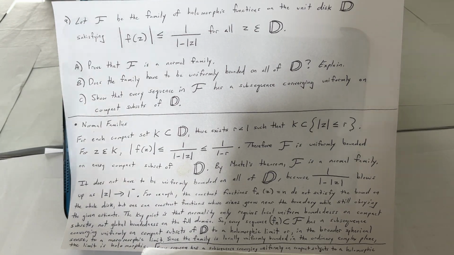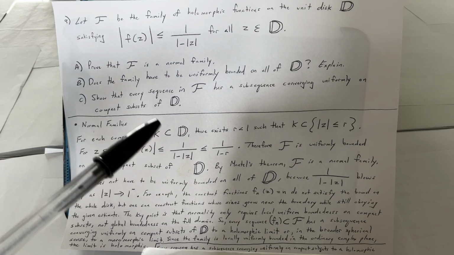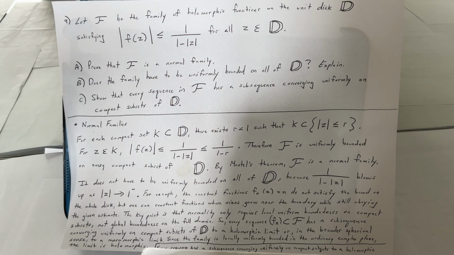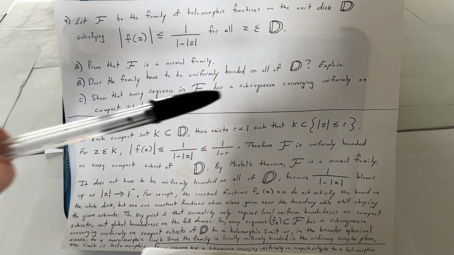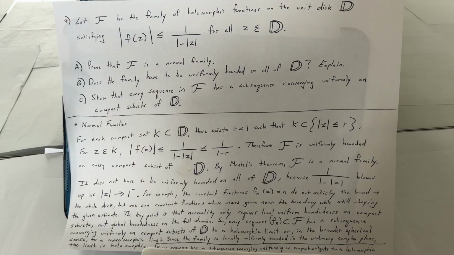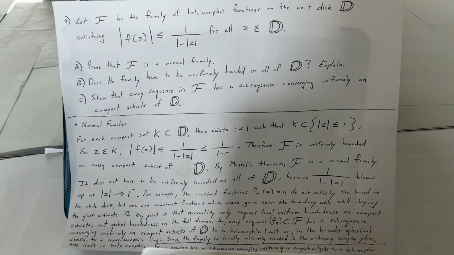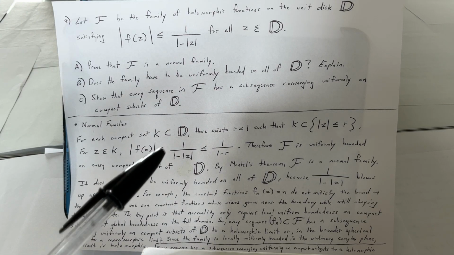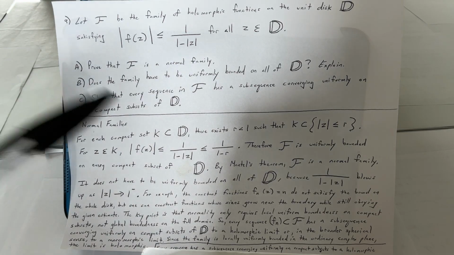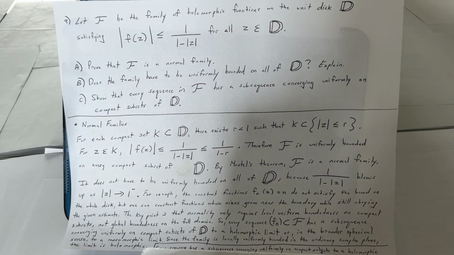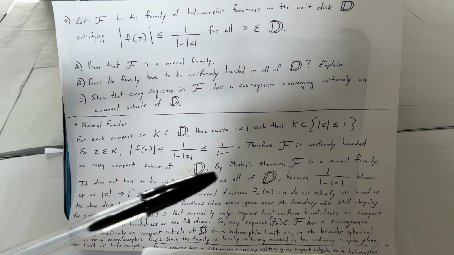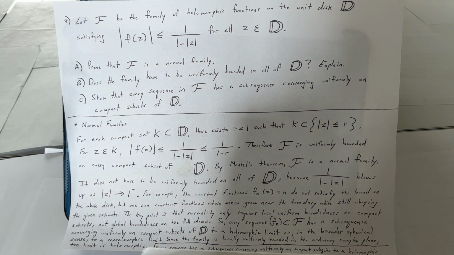So, normal families problem. For each compact set K belonging to the unit disk, there exists R less than 1 such that K is a subset of the absolute value of z less than or equal to R. And for z belonging to K, the modulus of f of z is less than or equal to 1 over 1 minus the absolute value of z, which is less than or equal to 1 over 1 minus R. So therefore, F is uniformly bounded on every compact subset of D. And now, by Montel's theorem, F is a normal family.